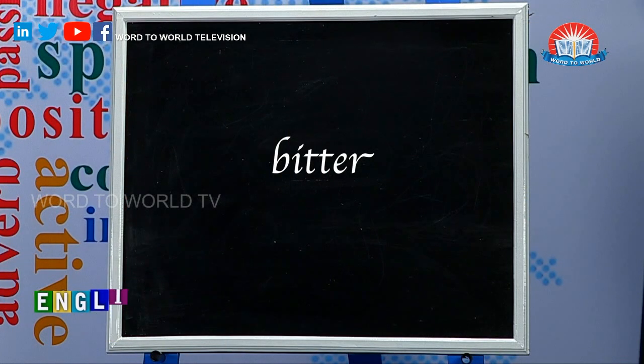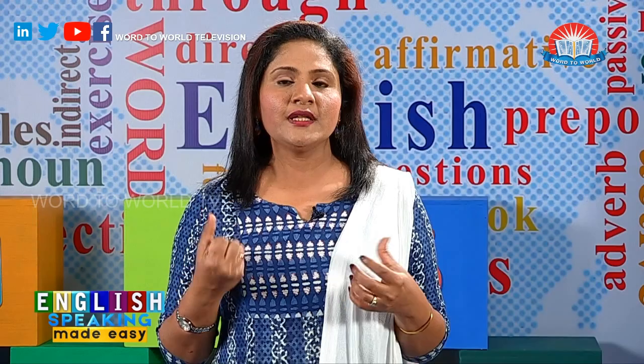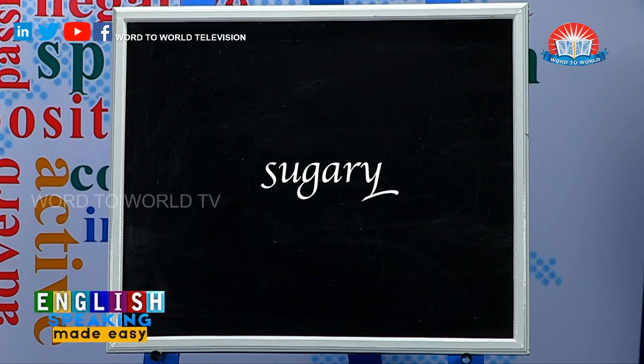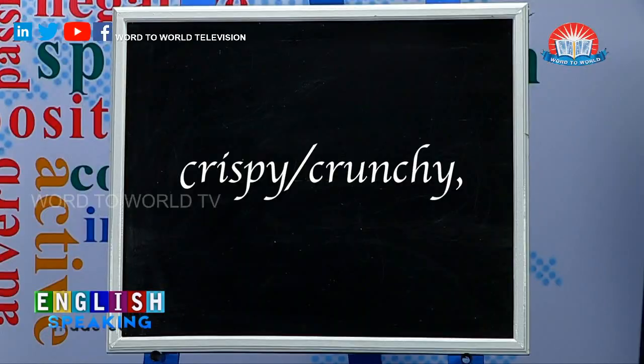It is sour. You have something, it is sour. And then you have bitter. You have a medicine, it is bitter. Then of course, if something is very sweet, we say it is sugary. Now, what about potato chips that have been freshly fried in oil? They are crispy and they are crunchy, and that is the word we use. It is crispy and crunchy.